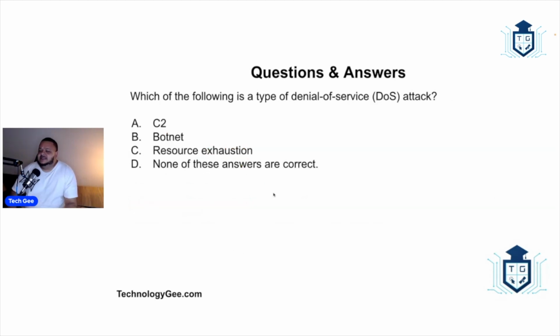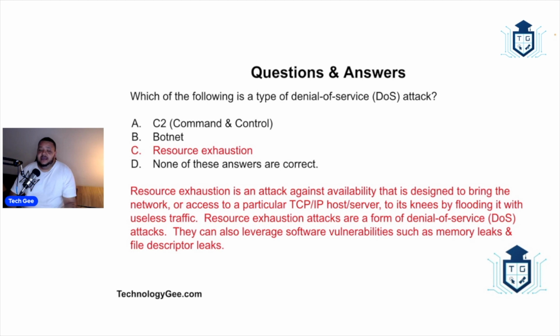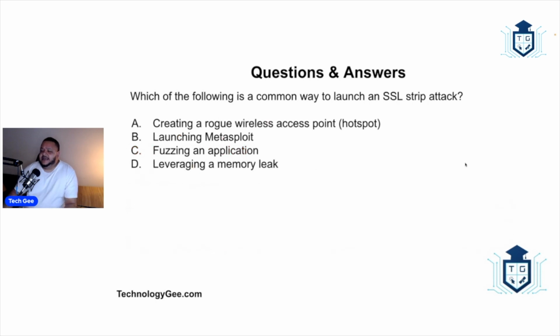All right, which of the following is a type of denial of service attack? Would this be C2, botnet, resource exhaustion, or none of the above? This will be resource exhaustion. So resource exhaustion is an attack against availability that is designed to bring the network or access to a particular TCP/IP host or server to its knees by flooding it with useless traffic. Resource exhaustion attacks are a form of DOS attacks, and they can also leverage software vulnerabilities such as memory leaks and file descriptor leaks.